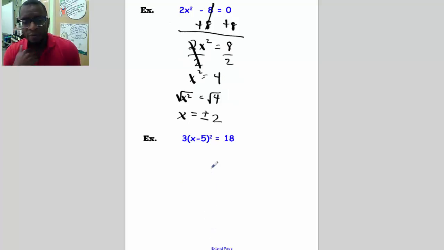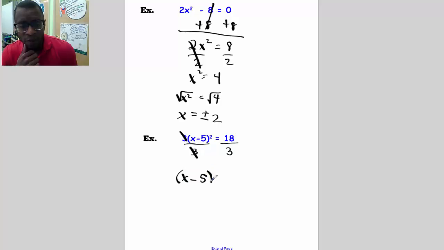Here we have 3 times the quantity of x minus 5 being squared equal to 18. And we want to find what x is. The first thing I'm going to do is divide by 3 to start to isolate my variable. So these 3's are going to cancel, and I'm left with x minus 5 squared equal to 18 divided by 3, which is 6.